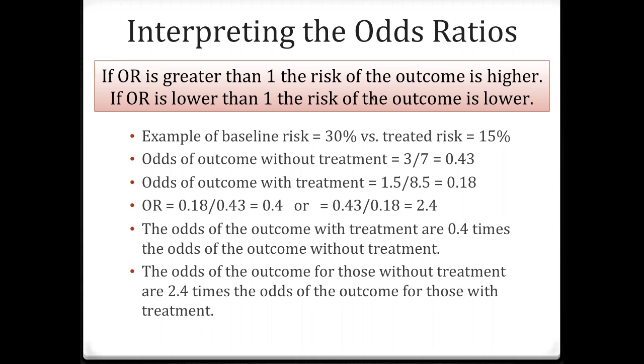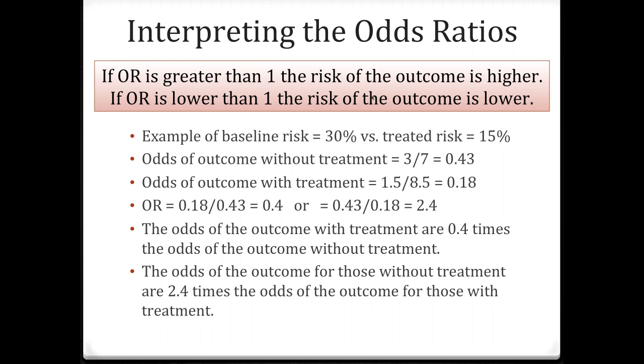The difficult part of an odds ratio is its interpretation. If we use the same example as before, we come out with an odds ratio of 0.4 or 2.4 depending on which way around it is. In English, the odds of the outcome with treatment are 0.4 times the odds of the outcome without treatment, or the odds of the outcome for those without treatment are 2.4 times the odds of the outcome for those with treatment. For most patients and clinicians alike, the last sentence was close to meaningless.